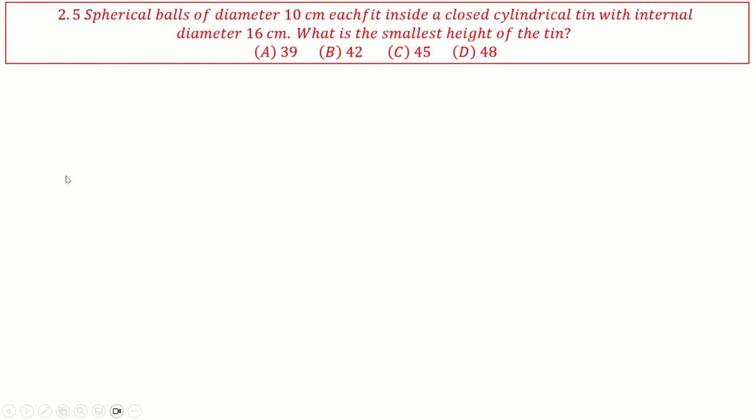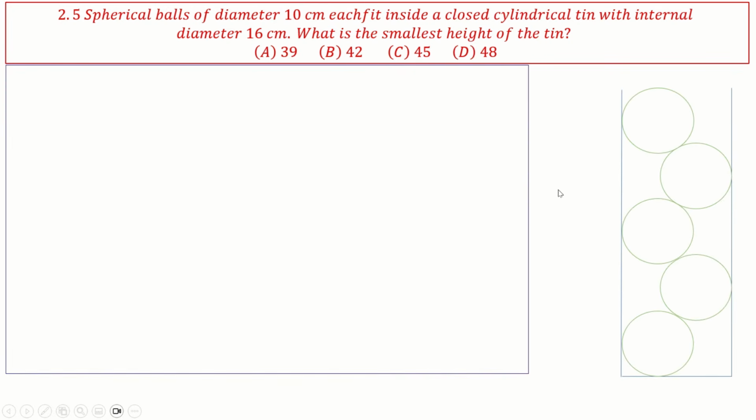Next. 5 spherical balls of diameter 10 centimeters each fit inside a closed cylindrical tin with internal diameter 16 centimeters. What is the smallest height of the tin? So let's first draw the diagram, a simple diagram. You will understand. This is the tin.